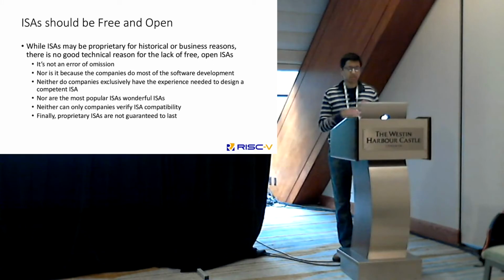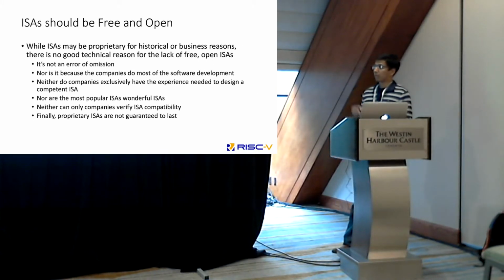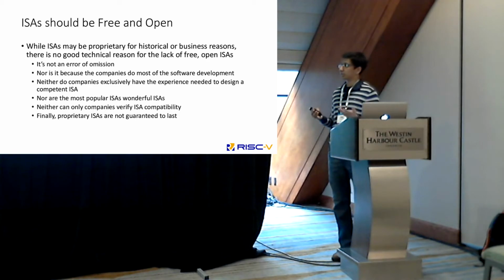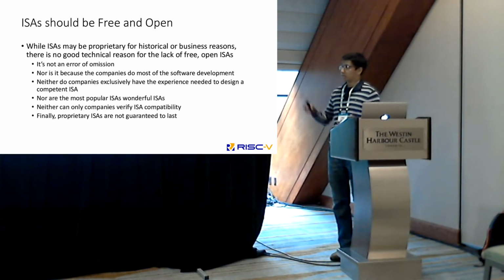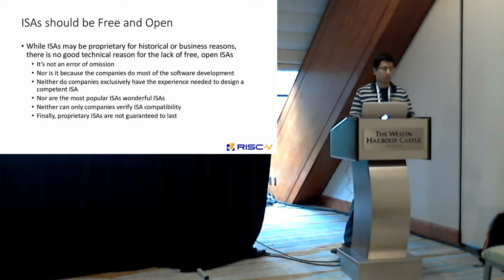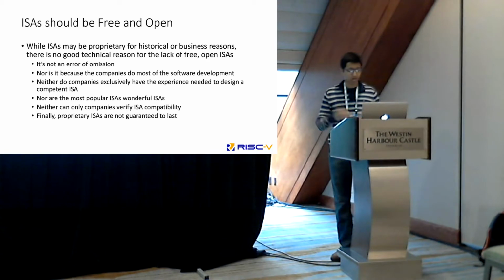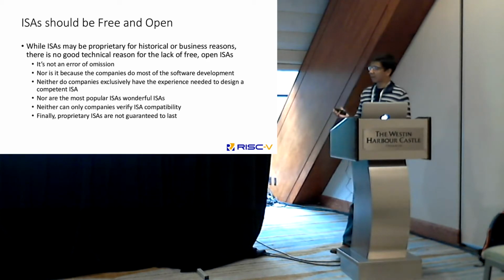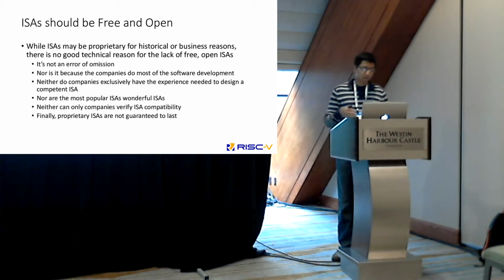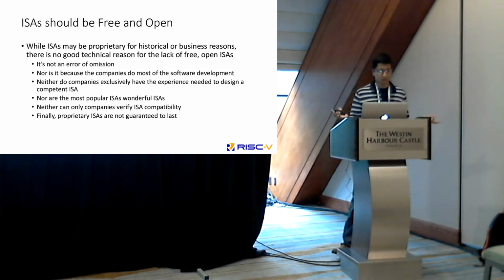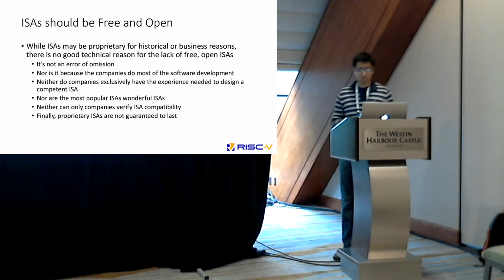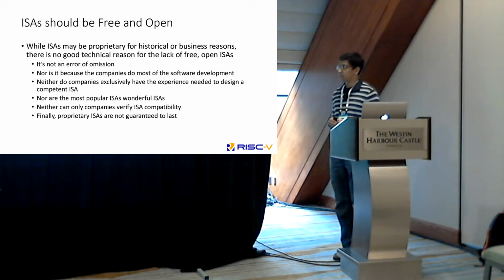Right? So lots of ISAs are proprietary for a variety of reasons, but largely these reasons are historical or business reasons. Right? So there's not really a good technical reason for why we don't have an open ISA so far. So it's not an error of omission. It's not like someone working at one of these big companies woke up one day and goes, oh man, I forgot to open source our ISA, right? It's not because companies do most of the software development. As we see in settings like these, there are lots and lots of contributors to system software that runs on these machines.